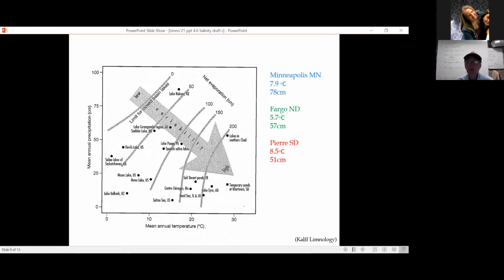Now, what about Pierre, South Dakota? Can you tell me which zone of this map Pierre is going to be in? Is it between the 0 and the 50, between the 50 and 100, between the 100 and the 150, or between the 150 and the 200? So which of these zones is Pierre, South Dakota, going to be in? Anybody got a guess? Or which of these lines is it closest to?